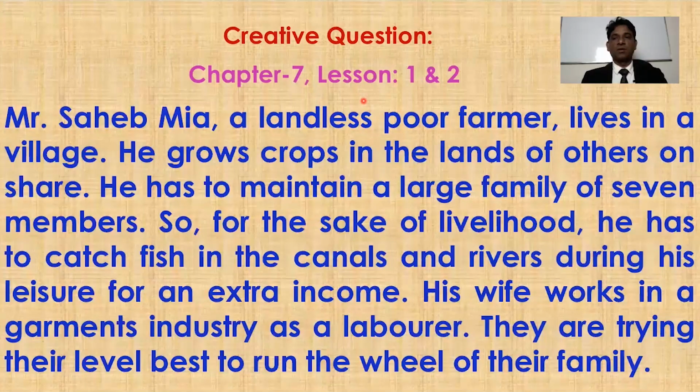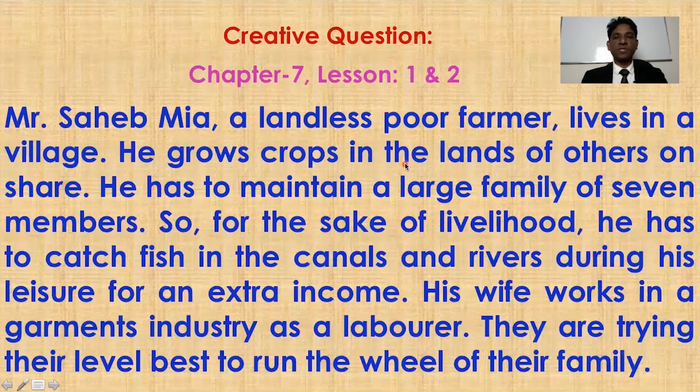Okay, dear students, here you can see a creative question from chapter 7, lesson 1 and 2. Students, to give the answer of creative questions, first you have to read the stem. Then you have to find out the question from the stem, and also you have to take help from your book. First you have to read the stem. Mr. Shaheb Mia, a landless poor farmer, lives in a village.